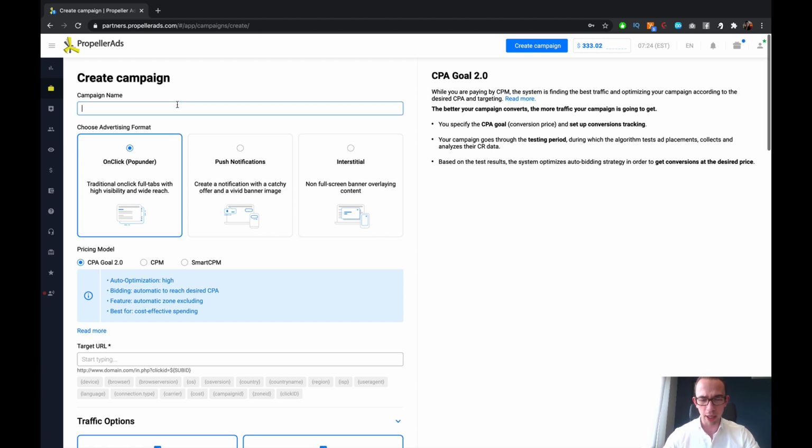Obviously, the campaign name is where you insert your campaign name, a unique name for this specific campaign. Then there are three options of traffic you can choose from. You can do pop-unders, push notifications, or interstitial.